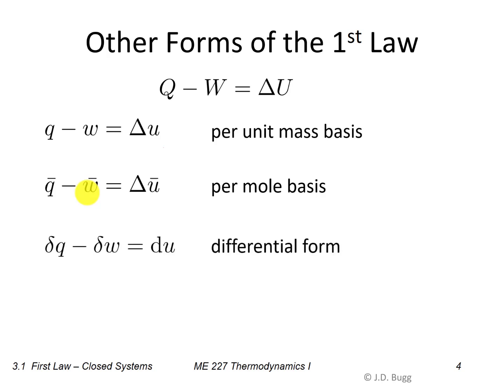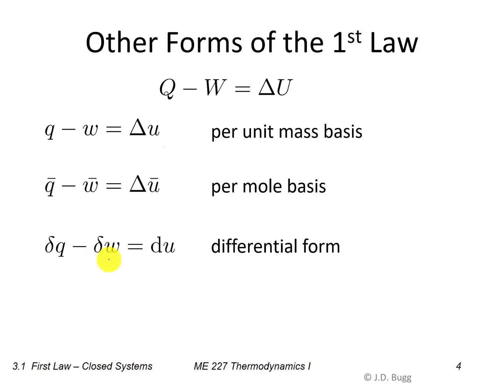Another form we'll see this equation in occasionally is a differential form. So this is just a very small change in the internal energy. So we're moving along a path, a very small amount. The internal energy changes by an amount du. And on the left-hand side, we have a small amount of heat transfer that occurs during that small segment of the path, and a small amount of work transfer.